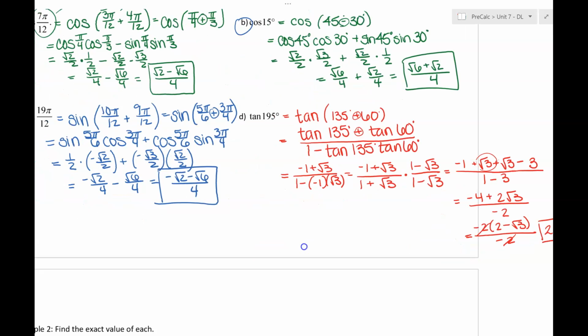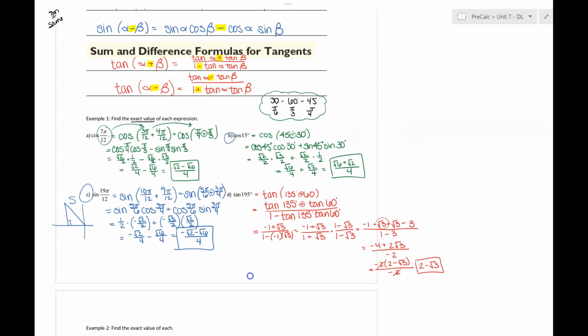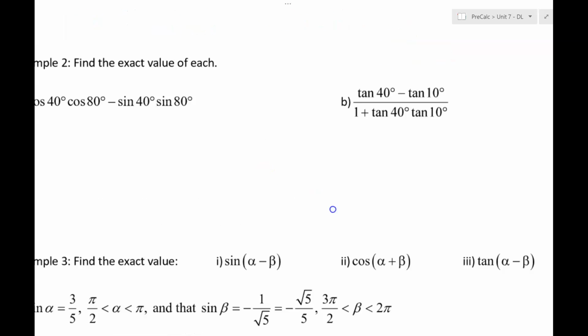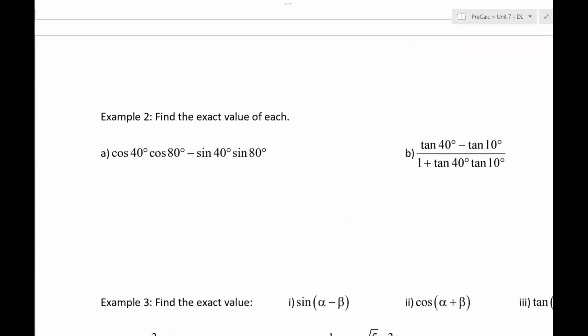So ladies and gentlemen, sum and difference formulas, how you can use them to find exact values. Now, you can also work backwards. Find the exact value. Well, I say work backwards because I don't know the cosine of 40 without a calculator. And it says exact, so no. Calculators are off, like they're not even in the question.